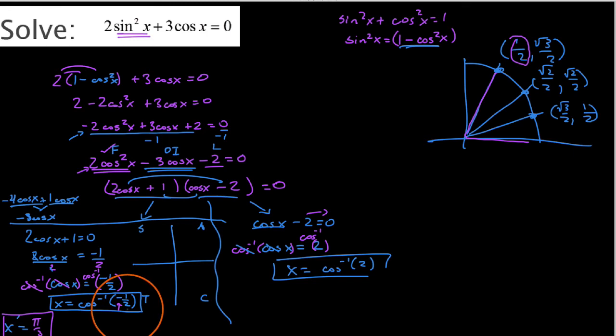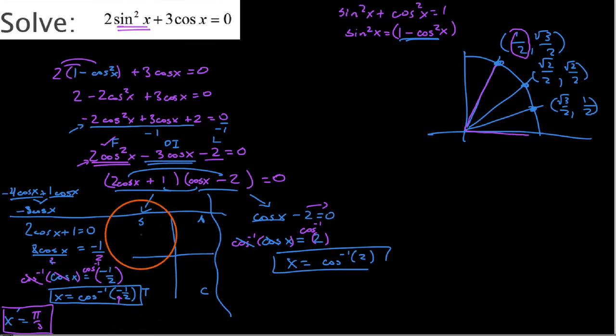Not just a half, but negative a half. So we say, where could this angle not be? Well, it couldn't be in the first or the fourth quadrant, because cosine would be positive there. We want cosine to be negative, so it has to be in the second and the third.